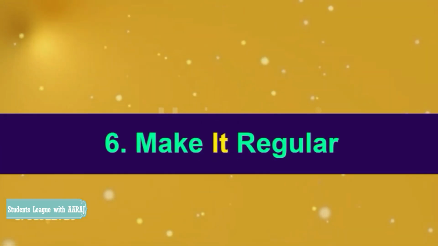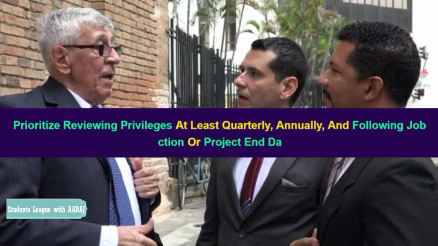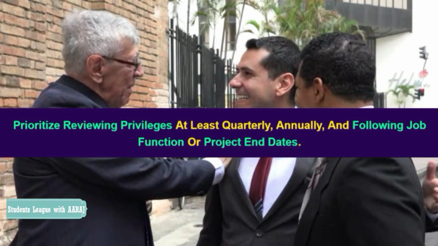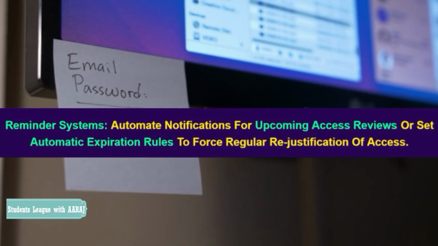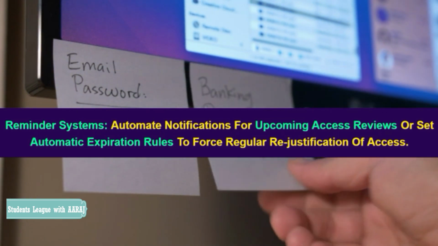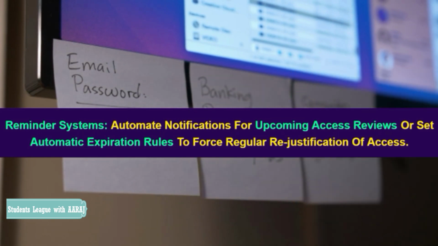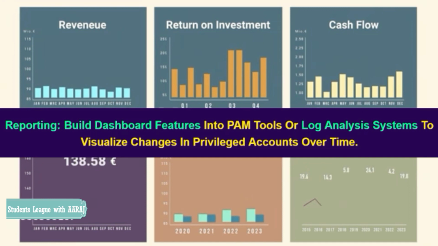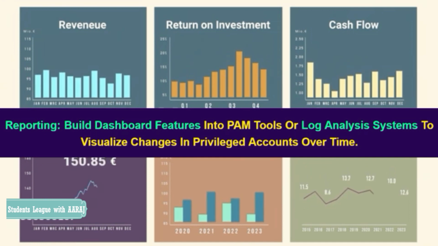6. Make it regular. Avoid permission creep over time. Prioritize reviewing privileges at least quarterly, annually, and following job function or project end dates. Reminder systems. Automate notifications for upcoming access reviews or set automatic expiration rules to force regular re-justification of access. Reporting. Build dashboard features into PAM tools or log analysis systems to visualize changes in privileged accounts over time.